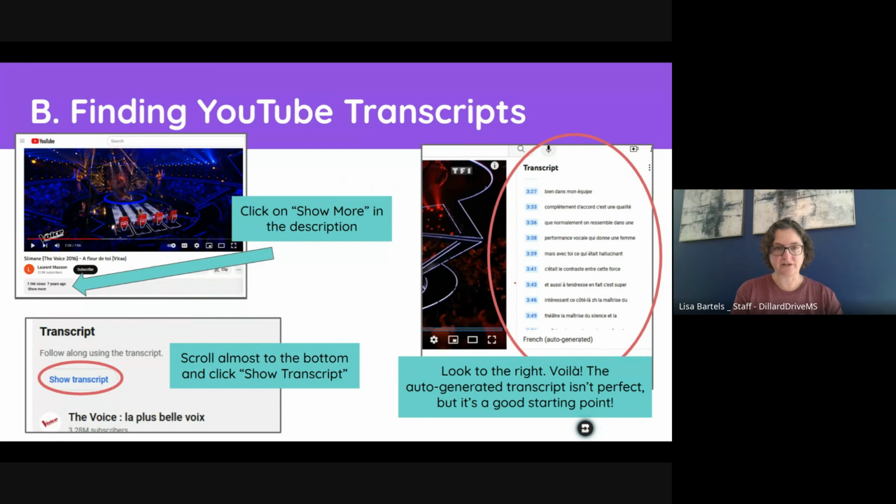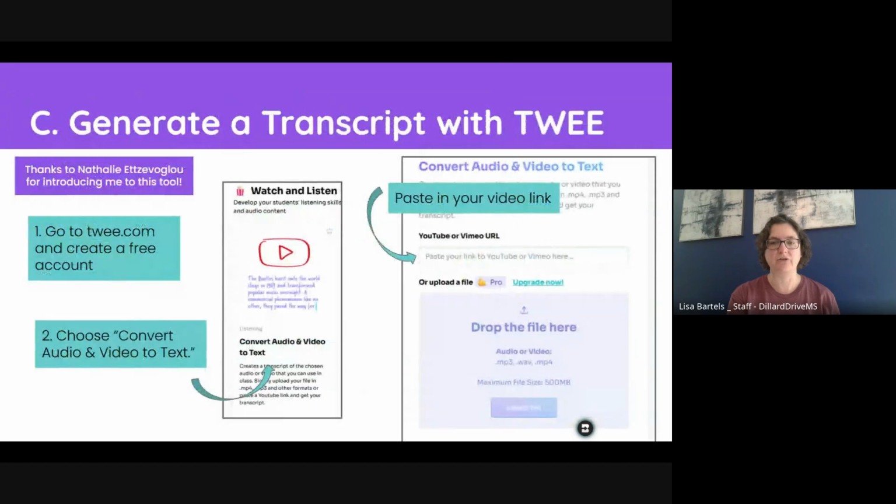How do you get transcripts? I had suggested using transcripts of songs, and of YouTube videos, like those talent search shows. It's really easy. When you go to YouTube, click on "show more" in the description. Then scroll almost to the bottom and there's a link that says "show transcript." When you click on that, on the right you'll have an auto-generated transcript. It's the same thing they get for auto-generated subtitles. So it's not always perfect, but it's a pretty good starting point. Not every video has this, but any video that has closed captions has this auto-generated transcript, and it can be very helpful to start you out.